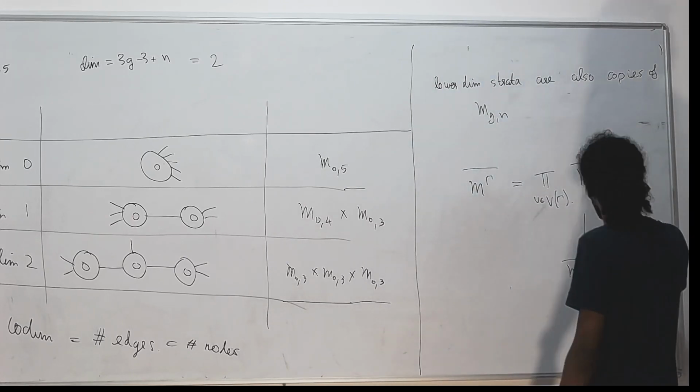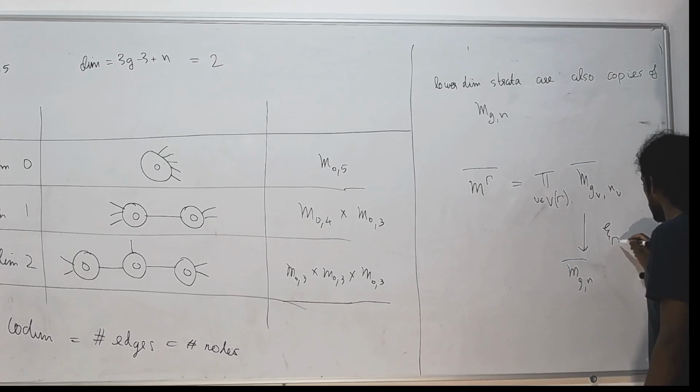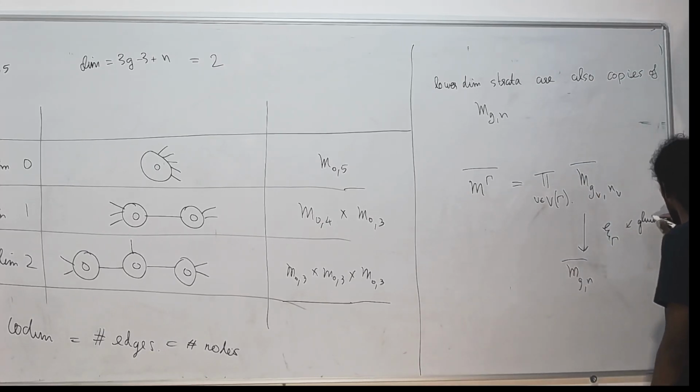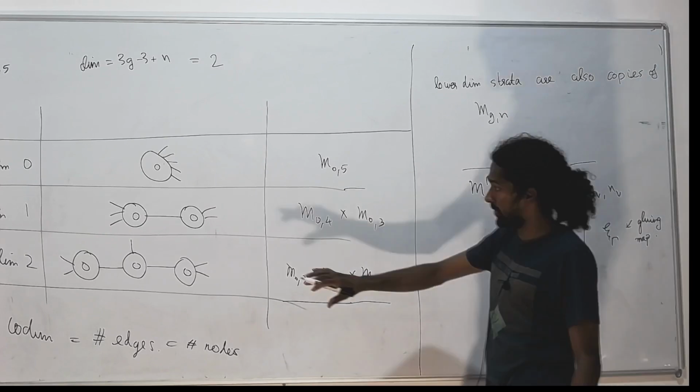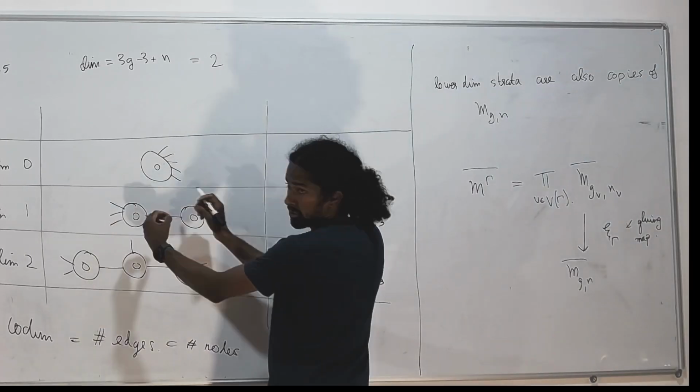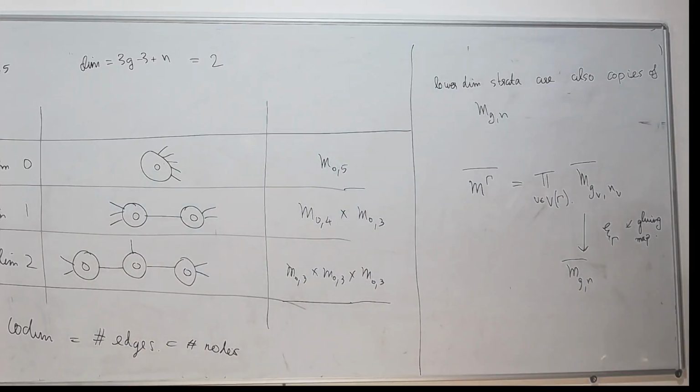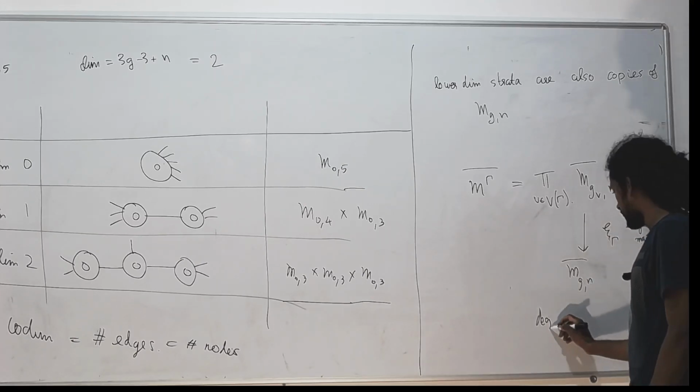We'll talk about this a little bit more later. So this is the gluing map. It's called the gluing map. And you literally just glue the different ones together, right? So if I would have this and this, then I just glue it along this edge. And this map has degree equal to the automorphism of the graph.